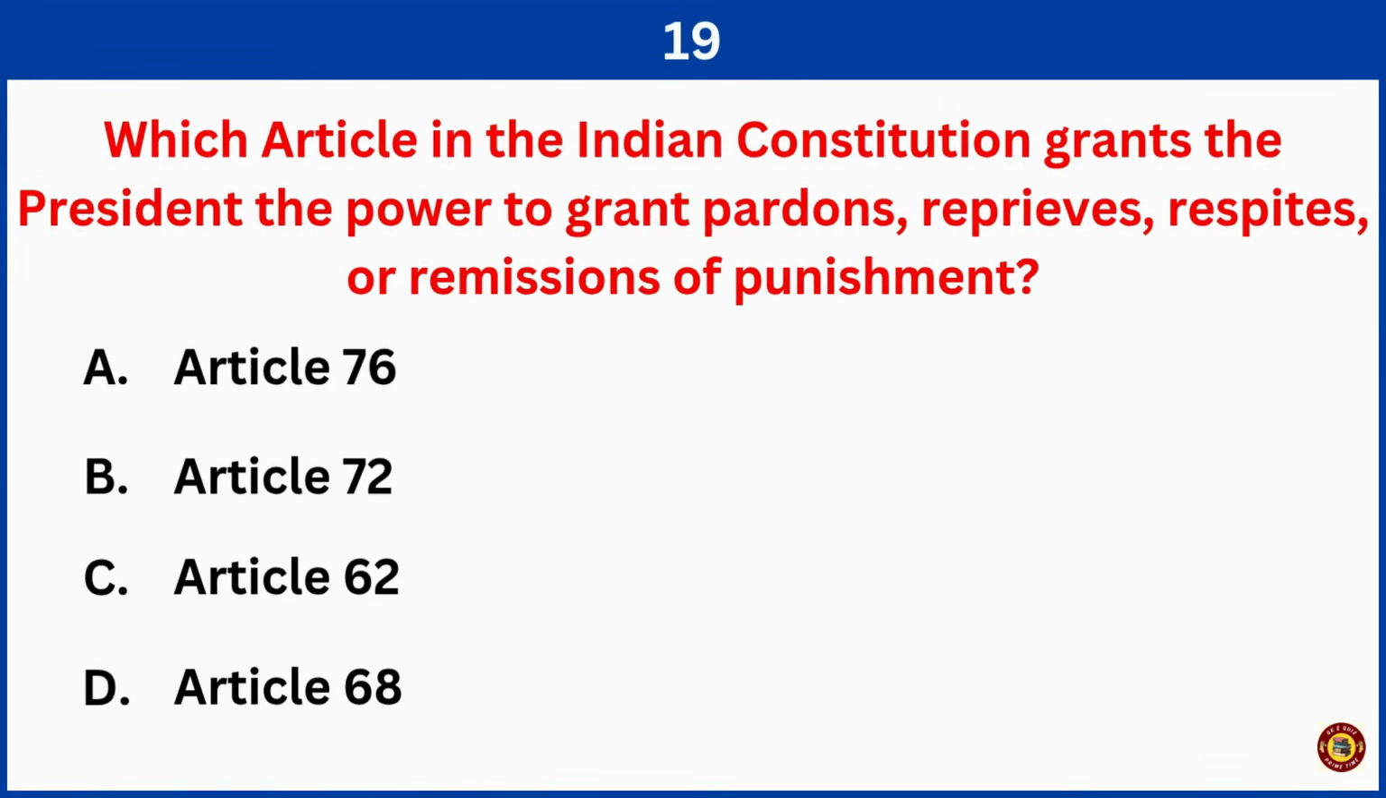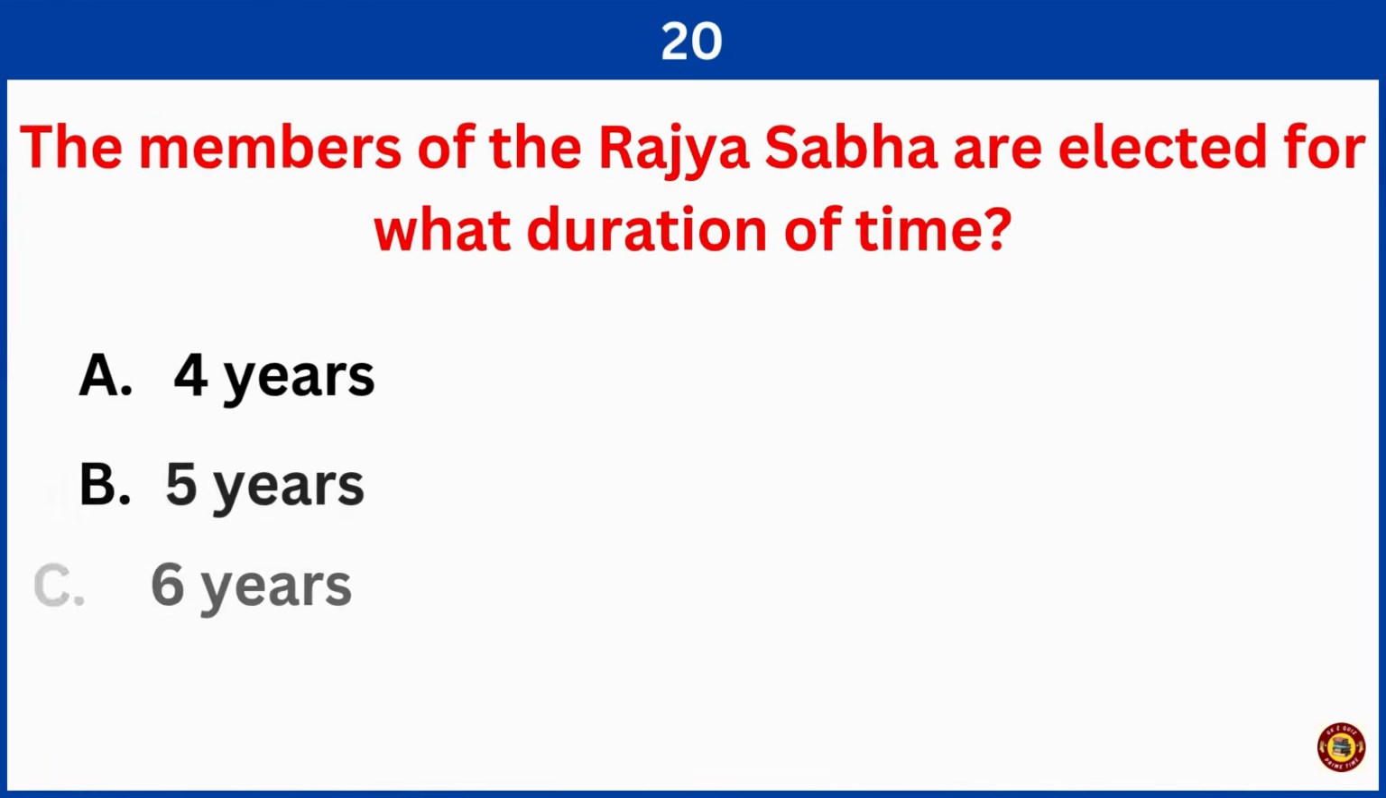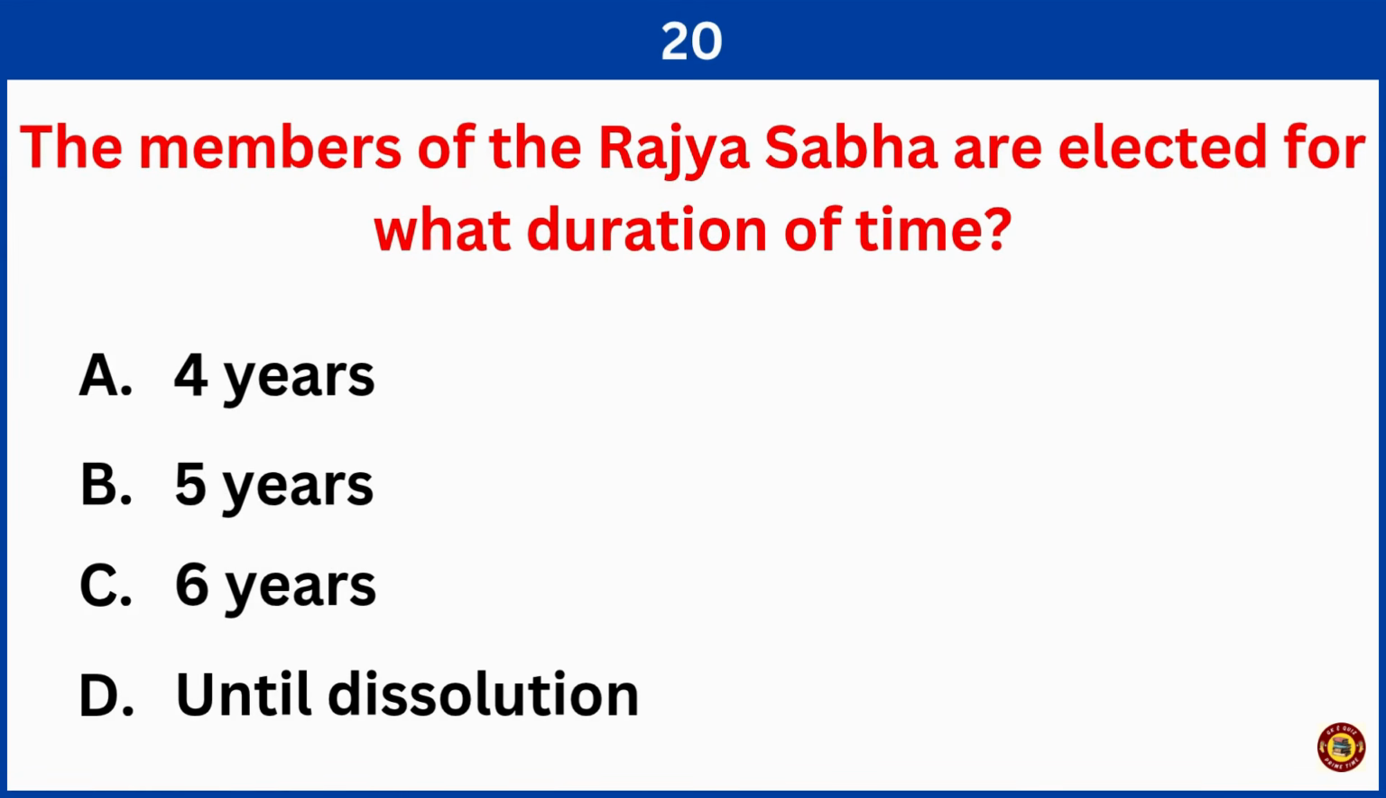Which article in the Indian Constitution grants the President the power to grant pardons, reprieves, respites, or remissions of punishment? Right answer is option B, Article 72. The members of the Rajya Sabha are elected for what duration of time? Right answer is option C, 6 years.